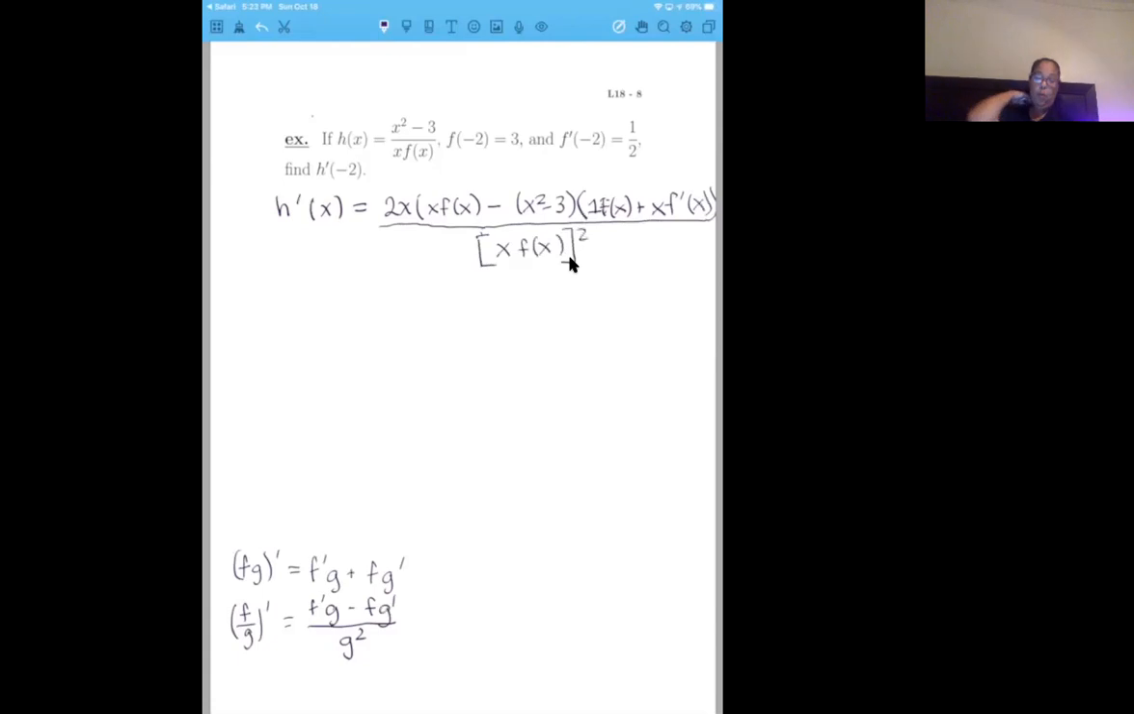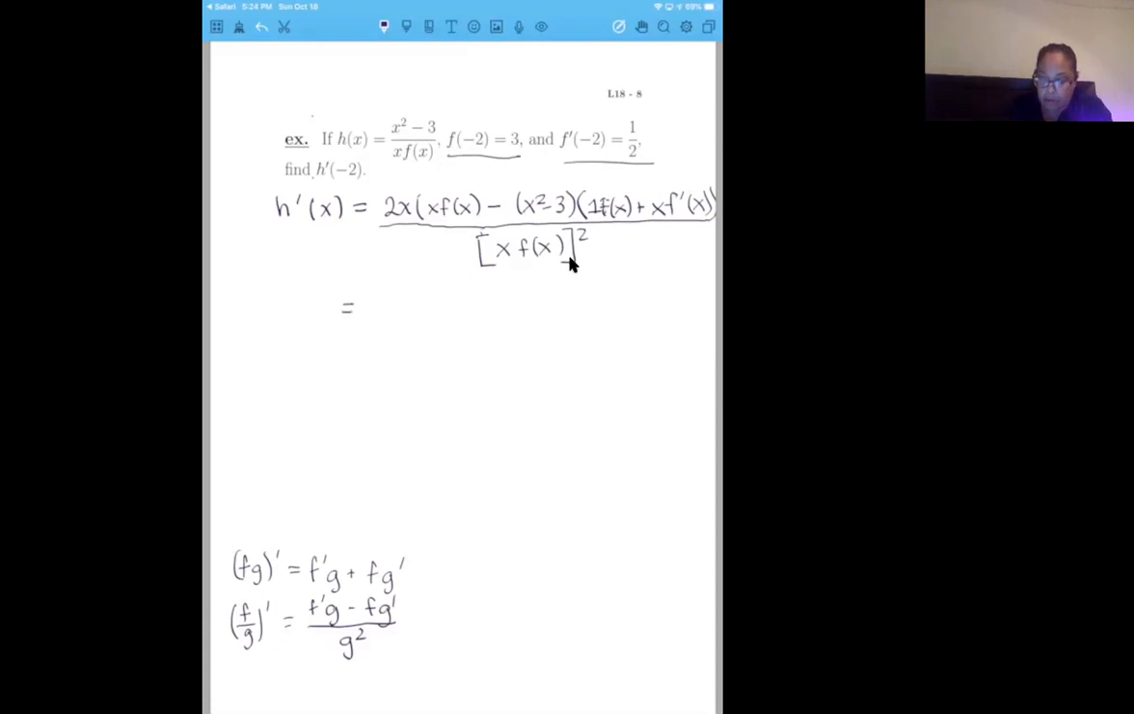All right, now we could simplify this and make it a lot prettier, but I know that I'm going to have to plug in -2. So I'm going to go ahead and plug in -2 and then go in and plug in what f of -2 is and f prime of -2. And it may be easier to just simplify the numbers rather than simplifying the algebra.